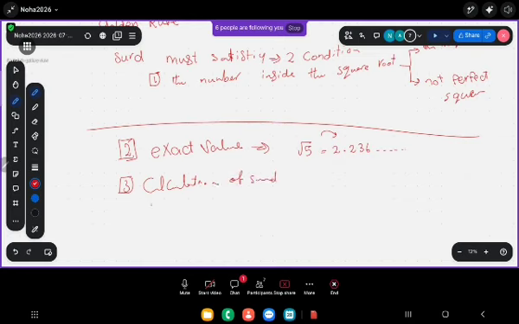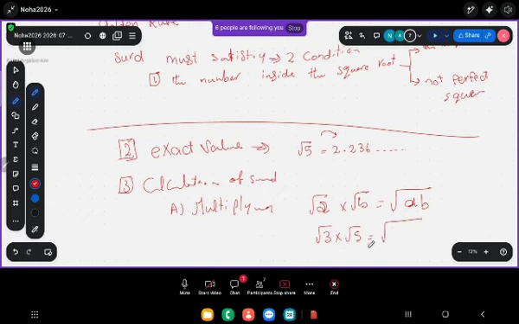If we have multiplying, first one, multiplying. If we have root A multiplied by root B, it will be root AB, right? Like if we have root 3 multiplied by root 5, it's gonna be what? I will put a root and start to multiply the two numbers below. 3 multiply 5 gonna be 15. And we finished, right?